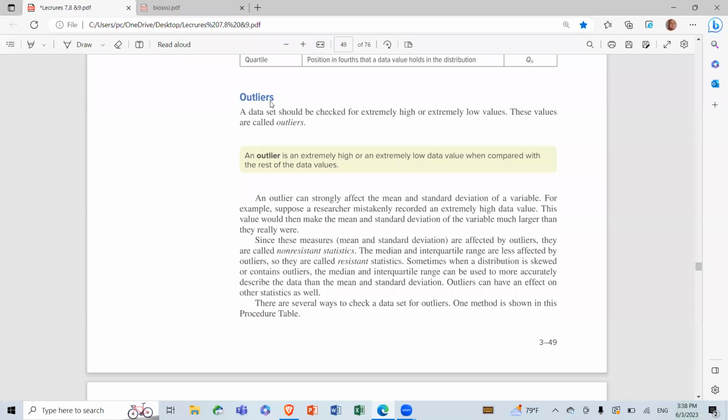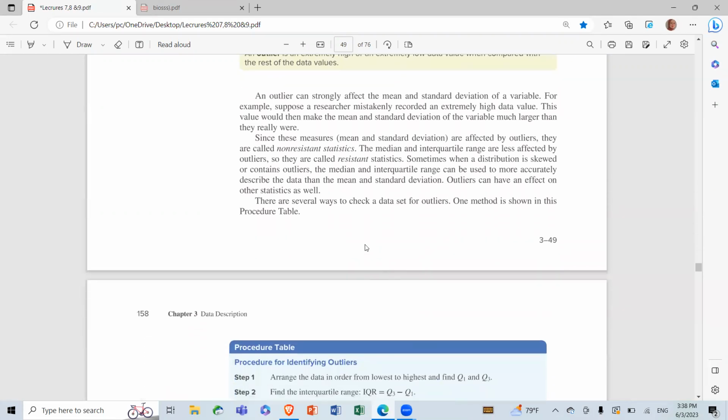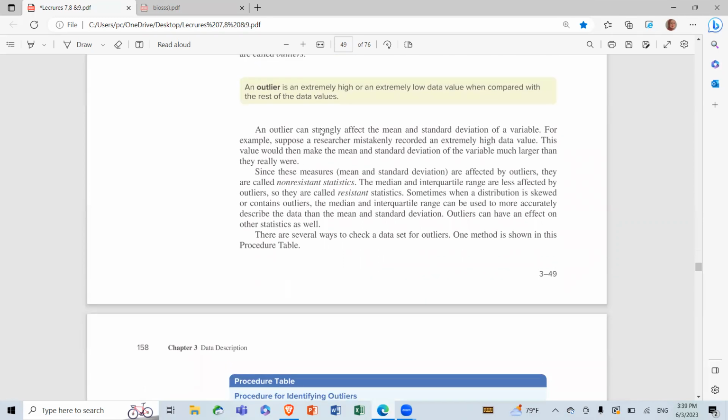Outliers. A dataset may contain extremely high or extremely low values. These values are called outliers. We talked about outliers a lot: numbers far from the rest of the numbers, either much smaller or much bigger than the other numbers. An outlier is an extremely high or extremely low data value compared with the rest of the data values. Right, as we said before. An outlier can strongly affect the mean and standard deviation of a variable. For example, suppose a researcher mistakenly recorded an extremely high data value. This value would then make the mean and standard deviation for the variable much larger than they really were.